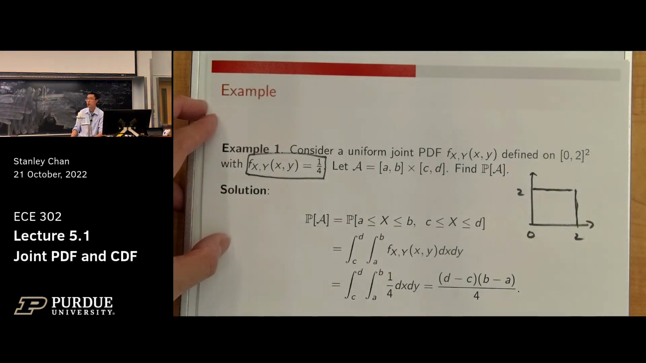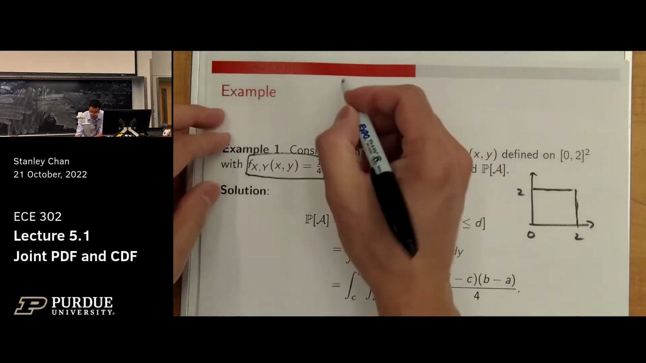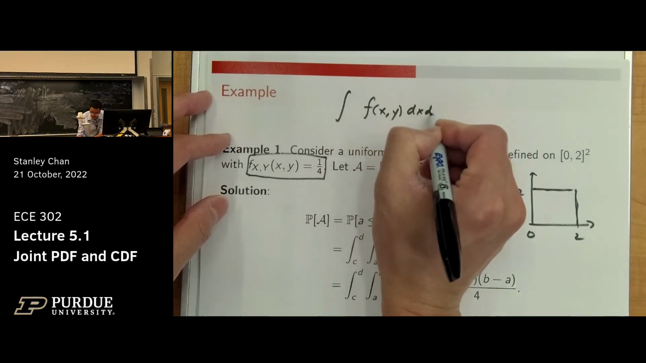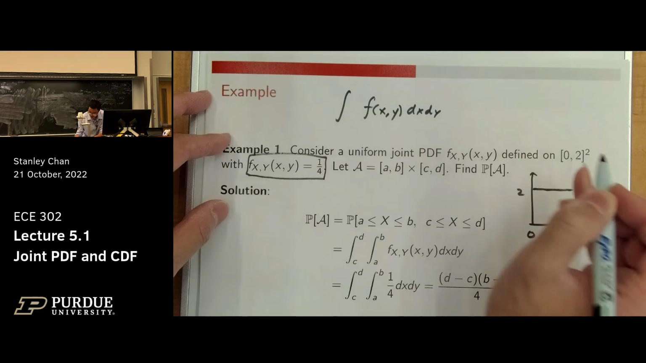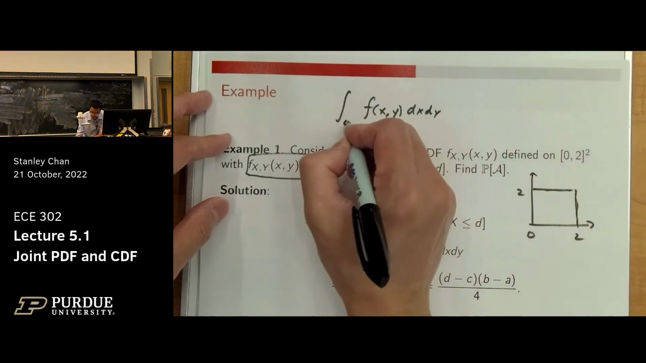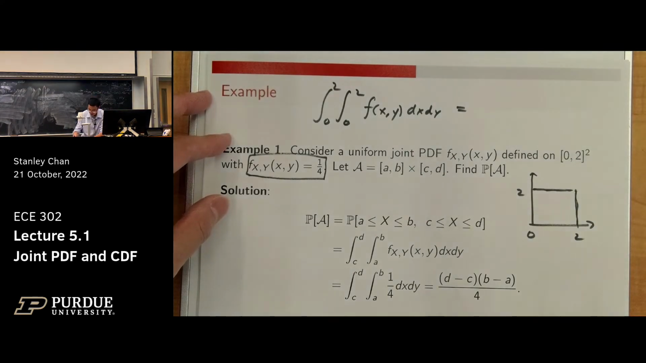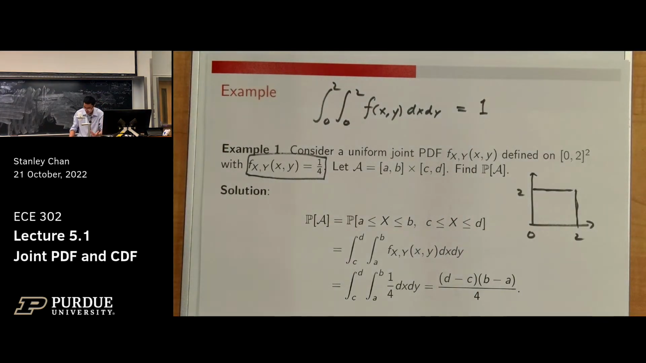Why is it 1/4? It's a uniform distribution because I want to make sure that the integration of this f(x, y) dx and dy over the entire sample space, which is from 0 to 2 and integrate from 0 to 2, has to be 1. The same principle, right? If you integrate over the entire sample space, it has to be 1.